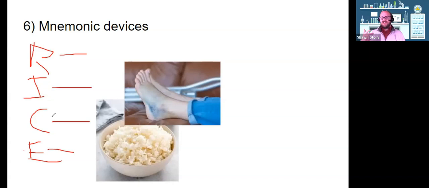Rest, ice, compression, elevate. So by creating that image in our brain of a bowl of rice, a person's ankle there, now when it gets to the test and I'm taking the test and the test says, what are the things you need to do to treat a sprained ankle? I go, bowl of rice, rice, R-I-C-E, rest, ice, compression, and elevate. I know there's 4 because it's the 4 letters of the word rice. And I see this image of a bowl of rice and a person sitting there. By putting that in your brain, you will not forget this information, right?